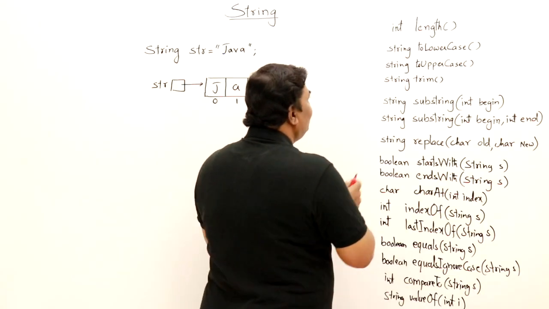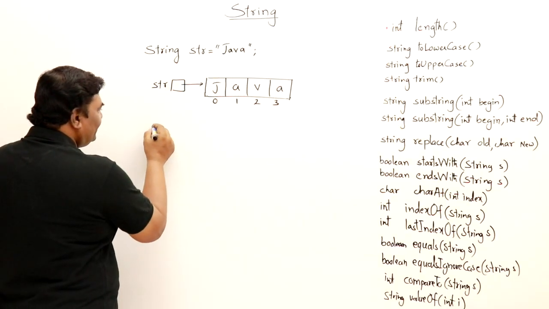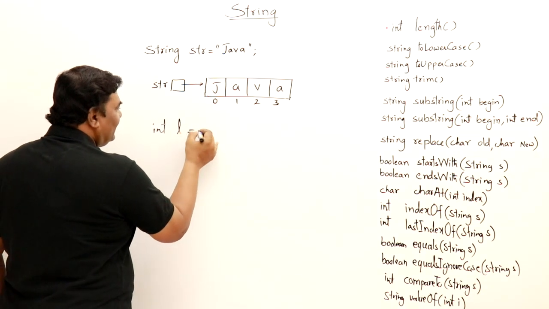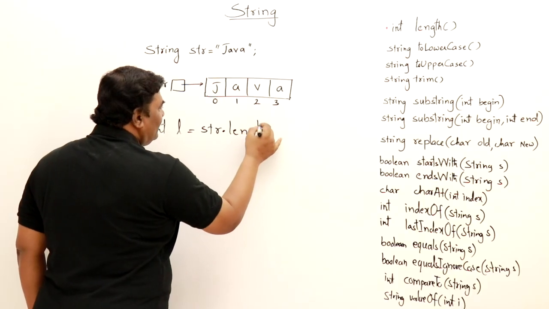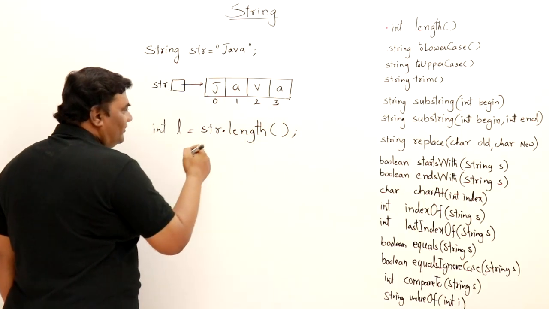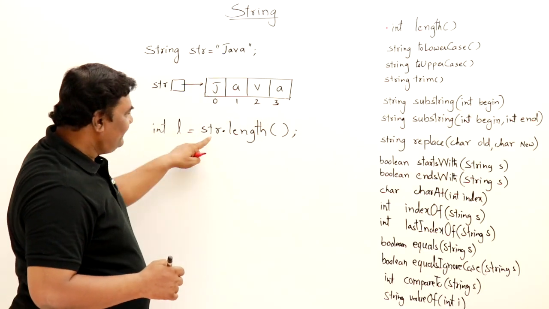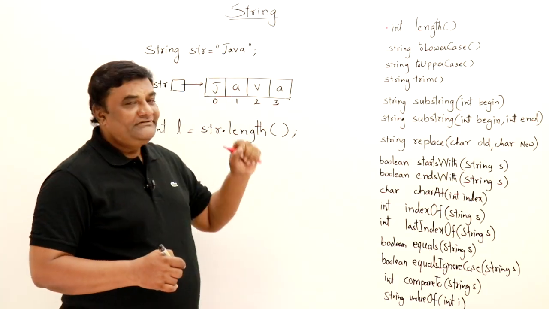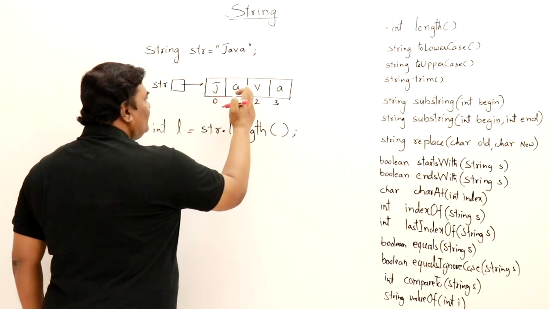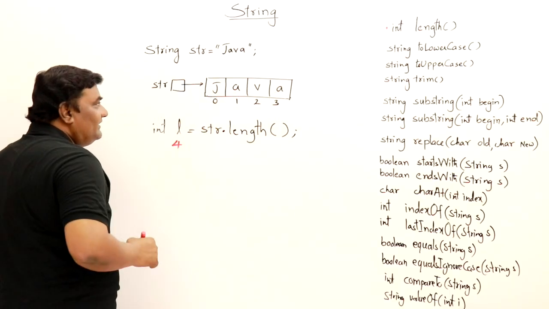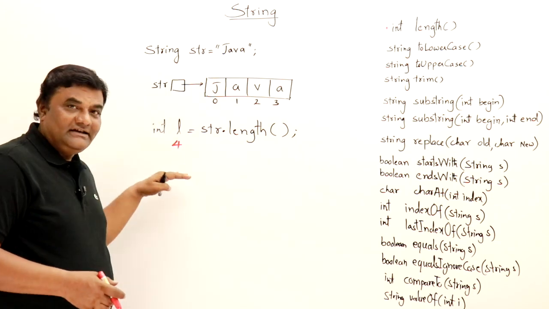The first method is length. This gives the length of a string. So how to call that? I will declare one variable here, let us say L, and then I will say str dot length. This is the way you call methods: by using the dot operator, we can call the methods of a class. We already have a string object, and if you say dot length, that method will be called and it returns the length of a string. What will be the result? 1, 2, 3, 4. 4 will be the result. It counts the number of characters in a string, that gives the length of a string.